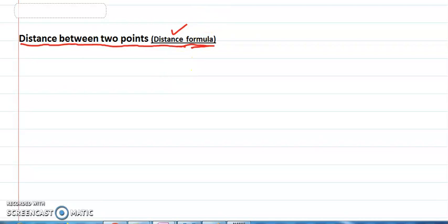Let's suppose I have a line here. I'm going to draw a line here, and I have 2 points on this line. Now let's suppose this is point A and this is point B. If I'm asked to find the length of this line segment AB, then the distance formula that we are going to learn today will help us to find the length of this line segment.